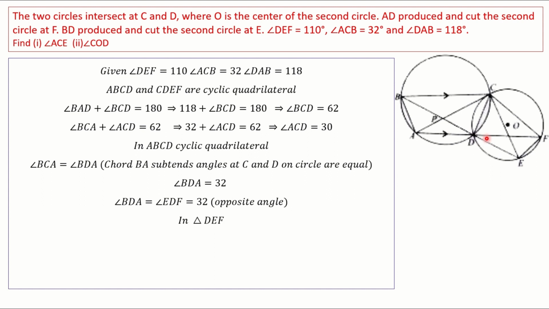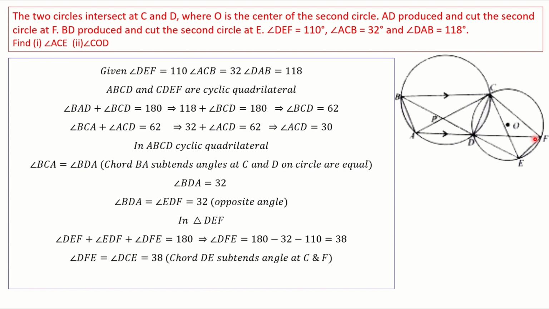Now next, in triangle DEF, angle DEF plus EDF plus DFE, the three angles sum to 180 degrees. So DFE is 180 minus 32 minus 110. This 110 is given, DEF is given. So DFE is 38 degrees.